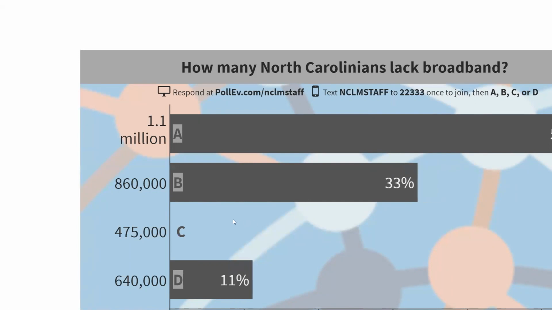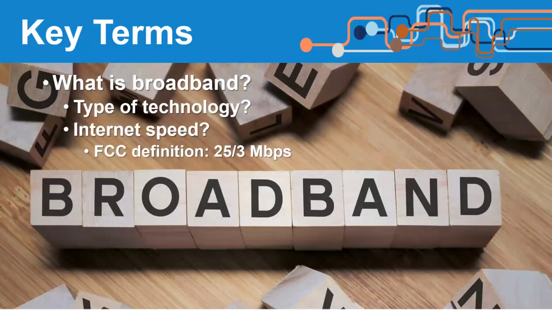So the correct answer is D, 640,000 North Carolinians who lack broadband. So it's definitely a big number, maybe not quite as big as what a lot of folks thought, but certainly a concerning number all the same. And I bet a lot of you would say those North Carolinians are in the communities that you live in. So what we need to do is figure out what is broadband. That may have helped you answer the question if you knew what we were talking about.